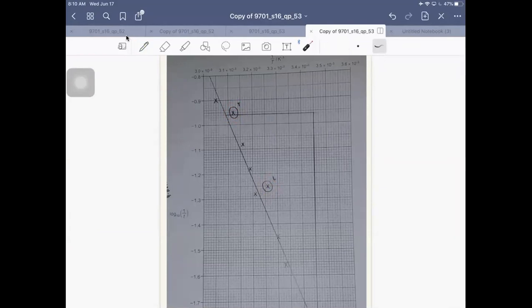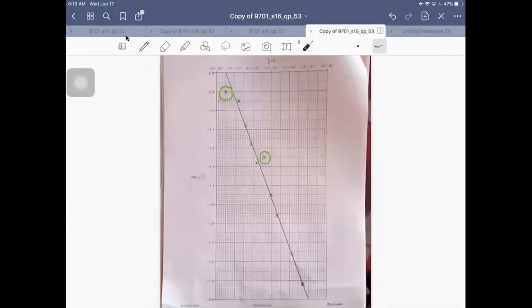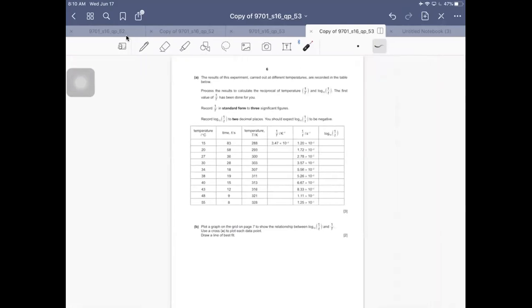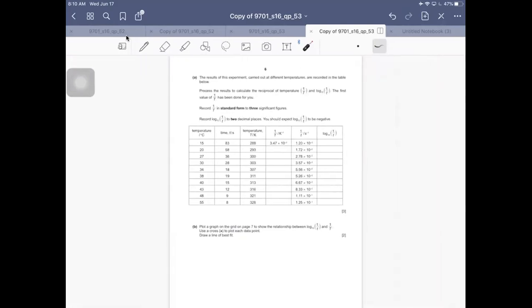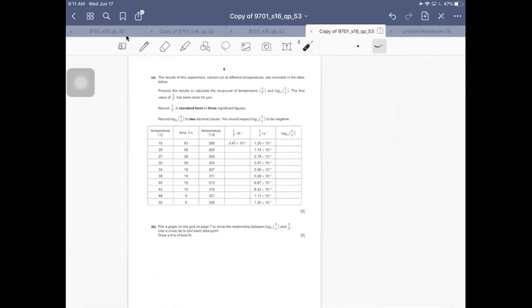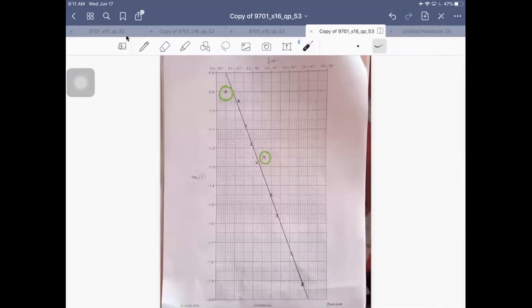So what's happening here is that I know the numbers may be confusing if you look at the graph, like 3.0 times 10 to the power of minus 3, and then 3.6 times 10 to the power of minus 3. So this is showing you an increase in temperature. Is that right? 1 over T, your temperature should be increasing. Yeah. Okay. 3.47.